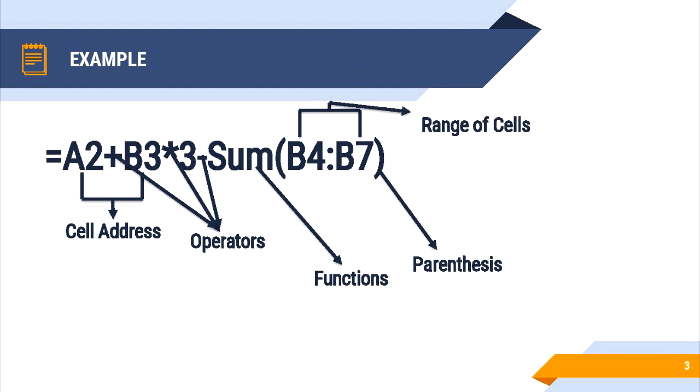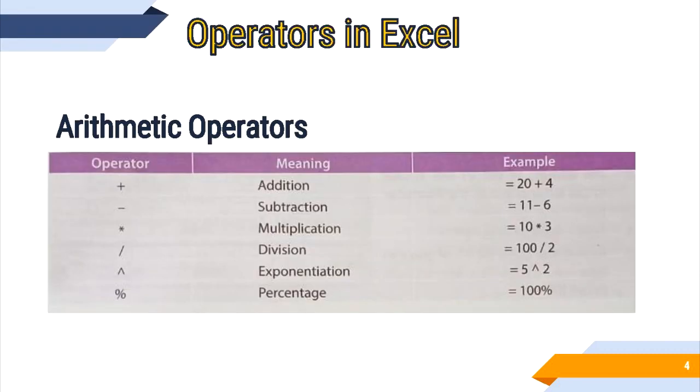So addition, subtraction and multiplication is shown in this slide. So those are all called operators. Sum is a function and B4 to B7 is a range of cells by using parenthesis. This is the basic syntax or the structure of calculation. Now operators in Excel. So in operators in Excel, we will learn to perform actions on numeric values, text or cell reference.